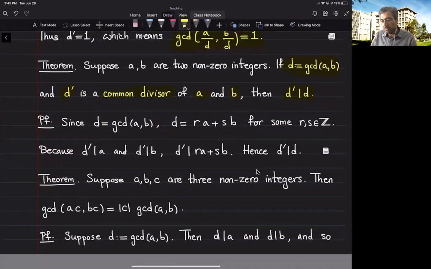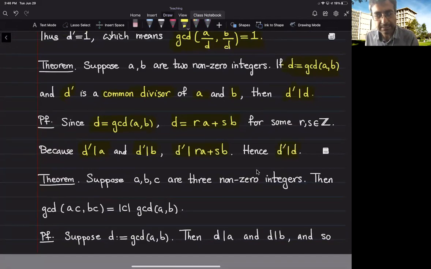We have proved that the GCD can be written as an integer linear combination of A and B. Now, if D prime is a common divisor of A and B, then D prime divides every integer linear combination of A and B. In particular, it divides RA plus SB. So D prime divides D.